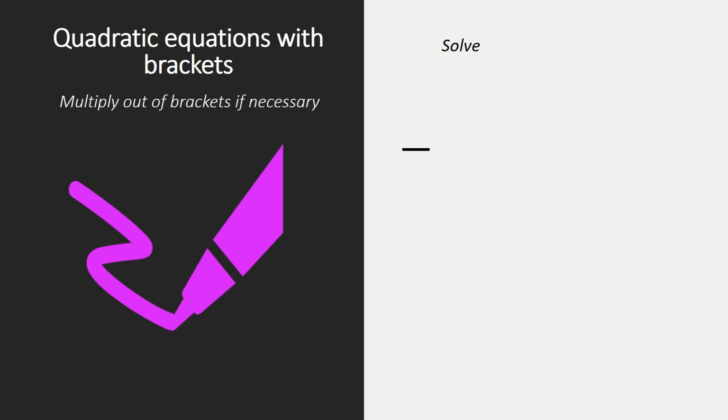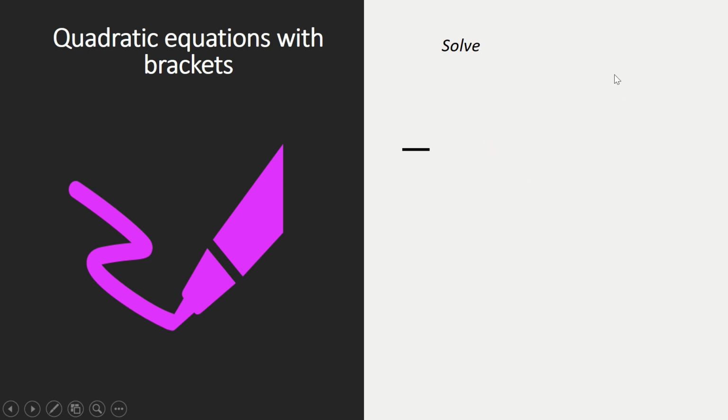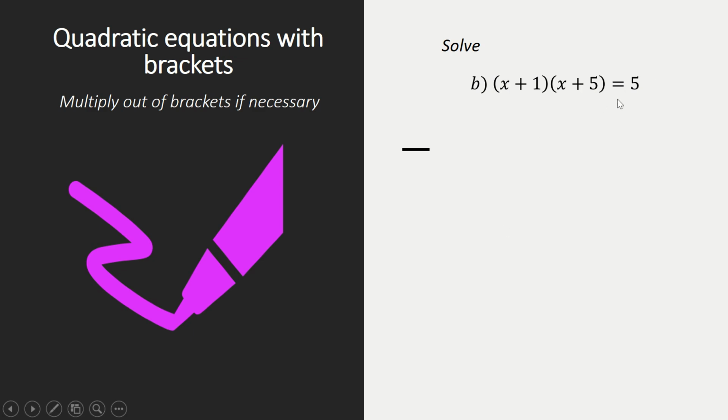Alright, exercise B. Sometimes it is necessary to multiply out of brackets. So if I have an equation like this, x plus 1 times x plus 5 equals 5, then I cannot use the method that I did over here. Because over here I can see that it equals 0, and then I can solve it, because I know something times 0 equals 0. But now I've got an equation that equals 5, so I cannot simply solve it. Because this is not 0, you need to multiply out of brackets.